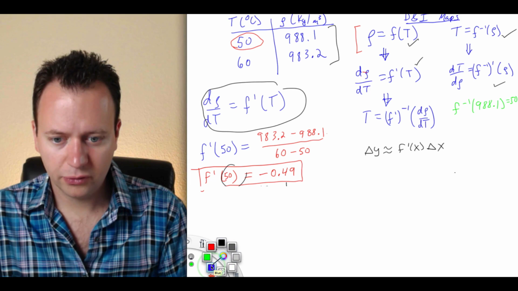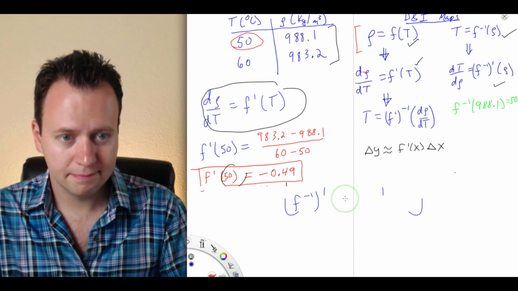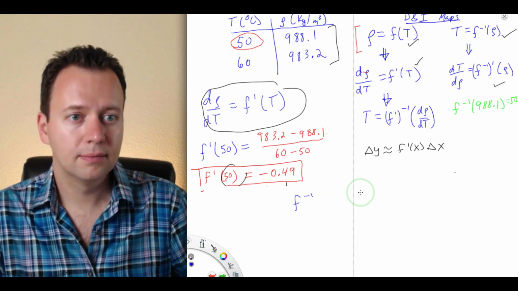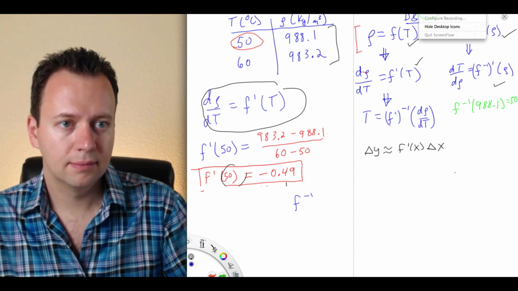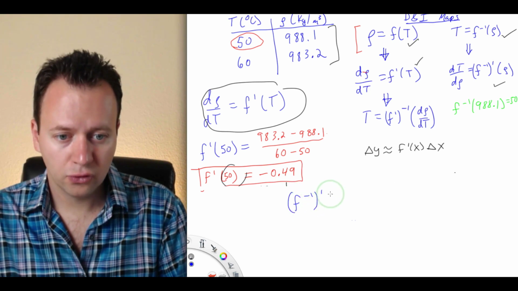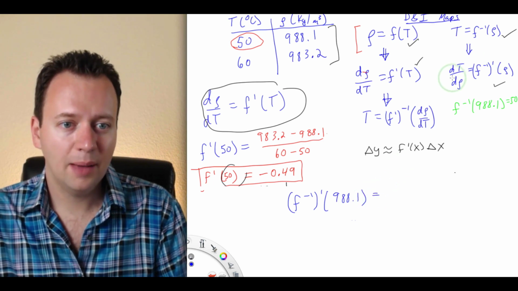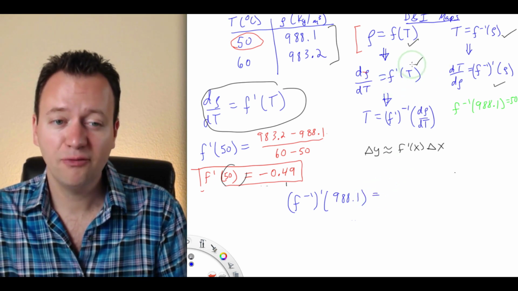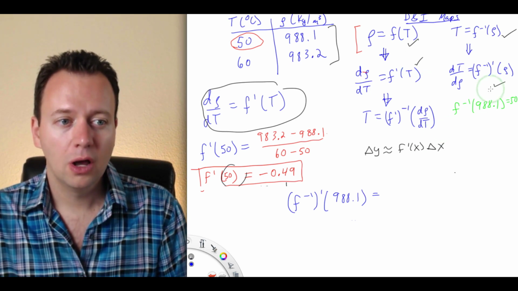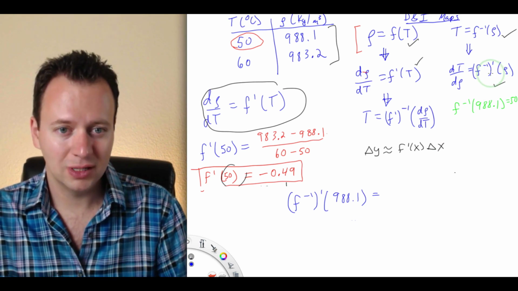So it's f inverse prime of rho, evaluated at 988.1. Now this does the opposite of what f prime by itself did. F prime measured the change in density with respect to the change of temperature, whereas f inverse prime measures the change in temperature with respect to a change in density.